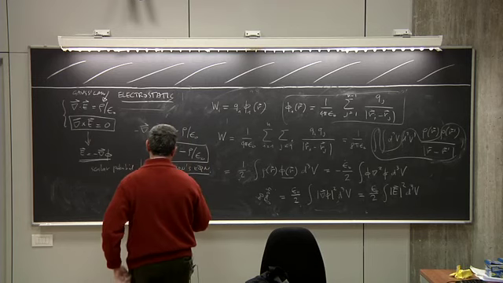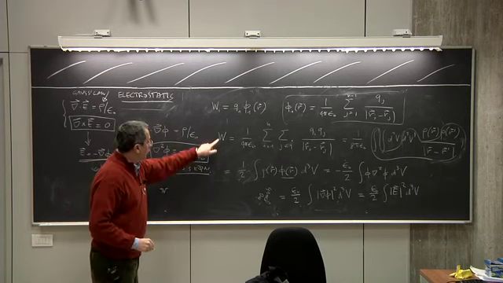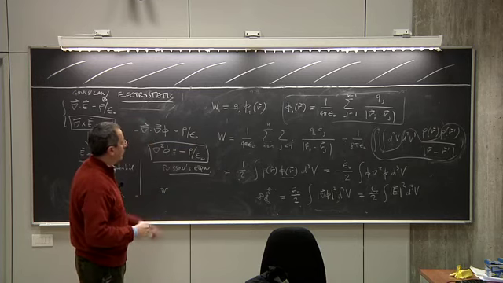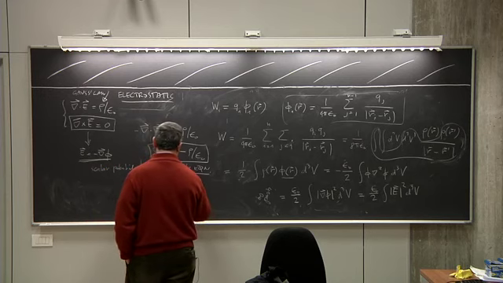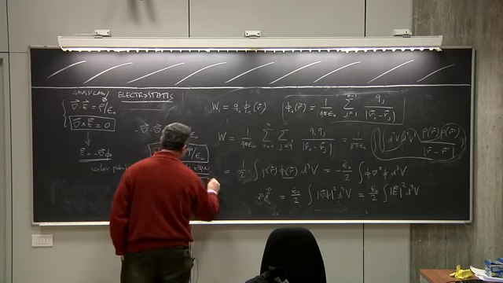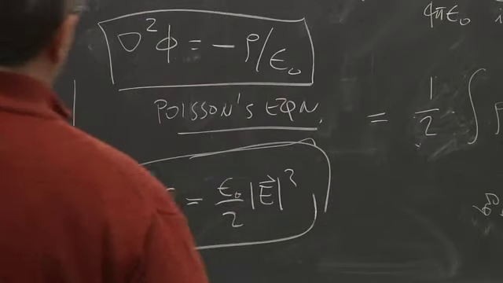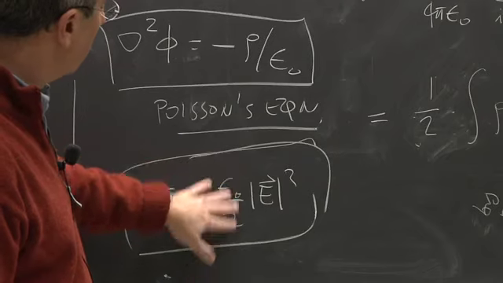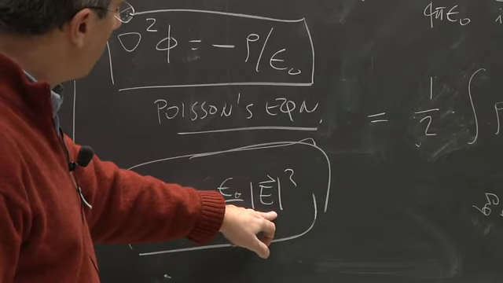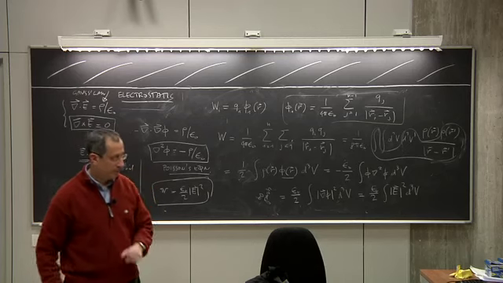Or if you want, you can define an energy density, a little w, such that when you integrate over the volume, you get the total energy. Your energy density, if you have an electric field, is just this. So in a region of space where you have an electric field, you have a density of energy like this. This depends on the units, but it is just proportional to the square of the magnitude of your electric field. Okay?